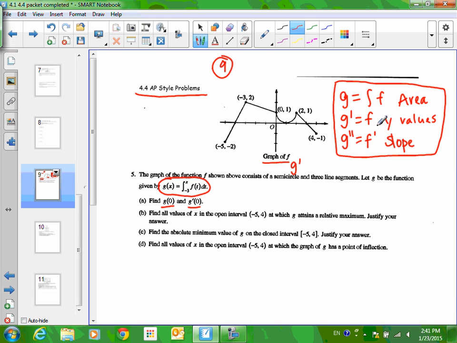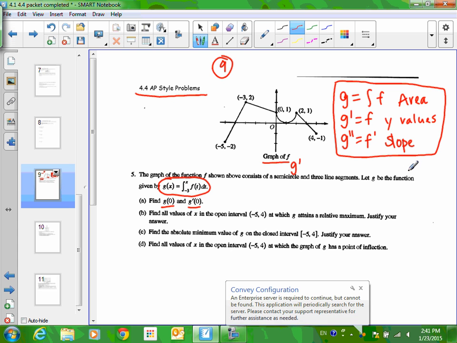All right? But you write the same thing down. You write down the statement that they give you, and that's area. You take the derivative, y values, you take the derivative again, and that's slope. Okay, so this is why we're writing the legend now. So let's actually get on with the problem.